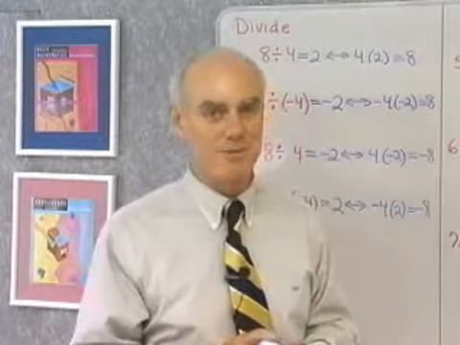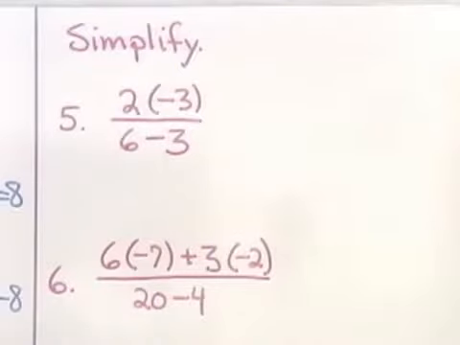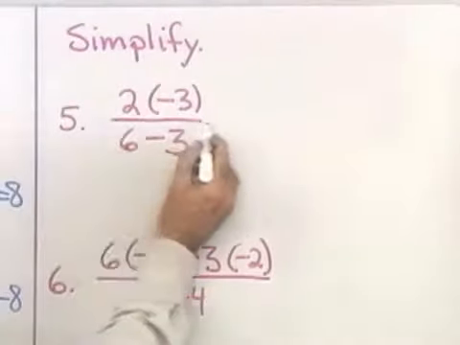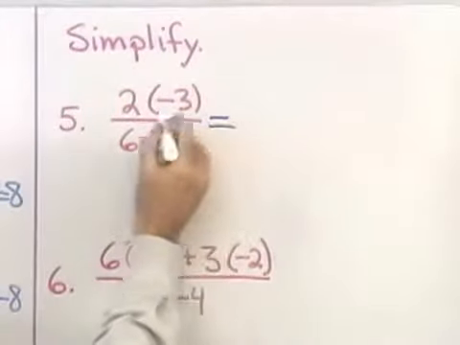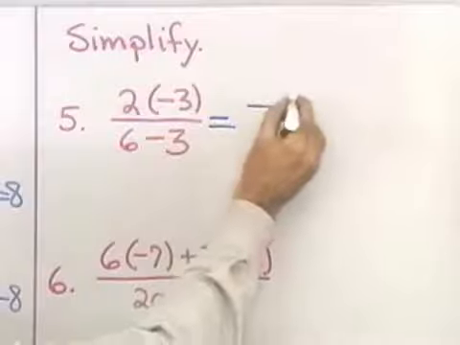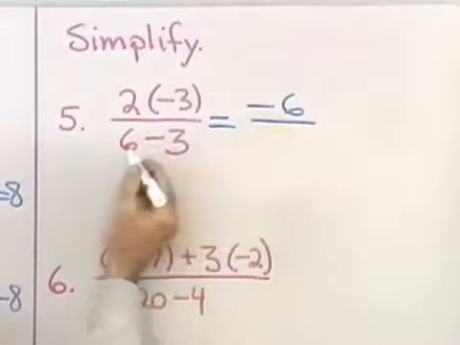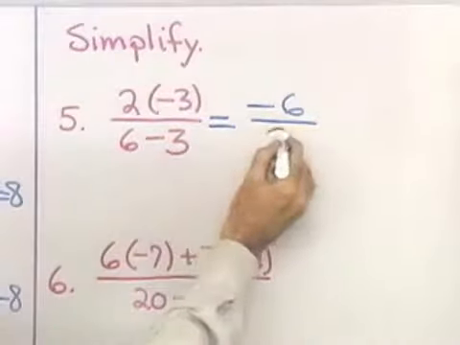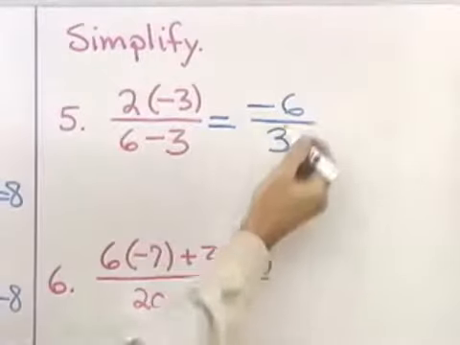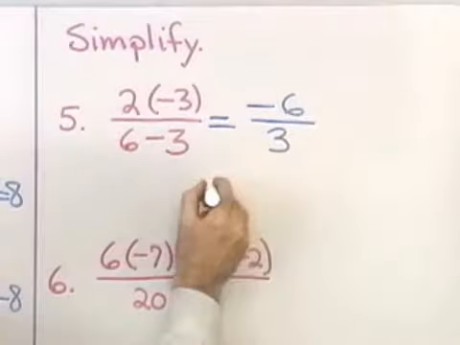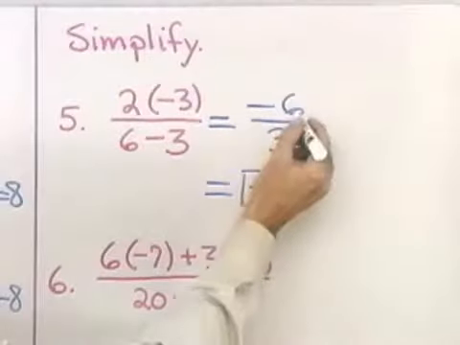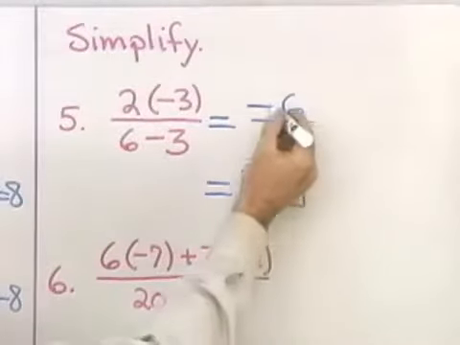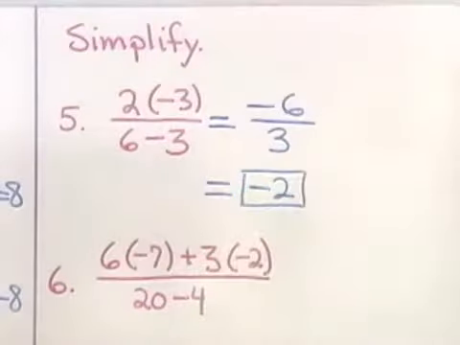Let's look at some harder problems. 2 times negative 3 divided by 6 minus 3. This fraction bar right here serves to separate the numerator from the denominator. So I'm going to work on the top, 2 times negative 3, that's negative 6. On the bottom, 6 subtract 3 is 3. Now I do my division. Negative 6 divided by 3 is negative 2. I simply divide absolute values. 6 divided by 3 is 2. The numbers have different signs, so the answer is negative.